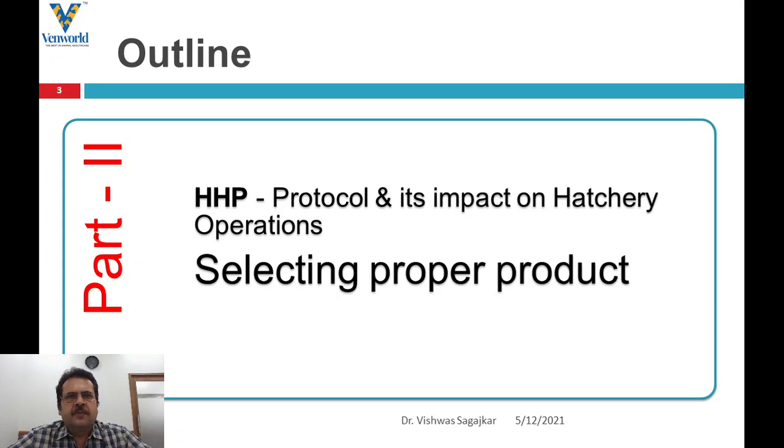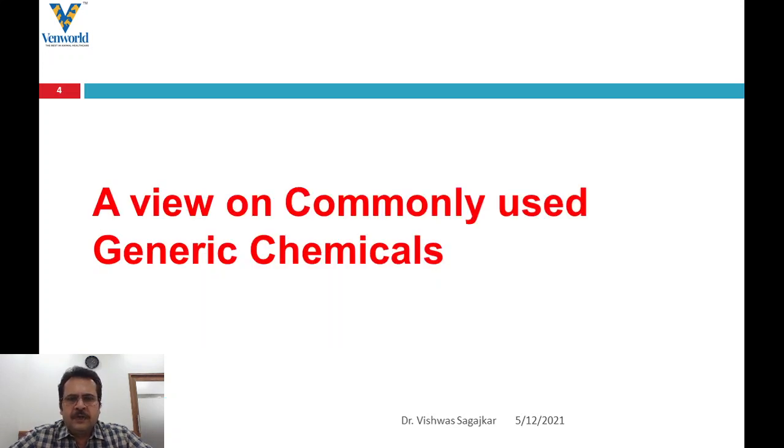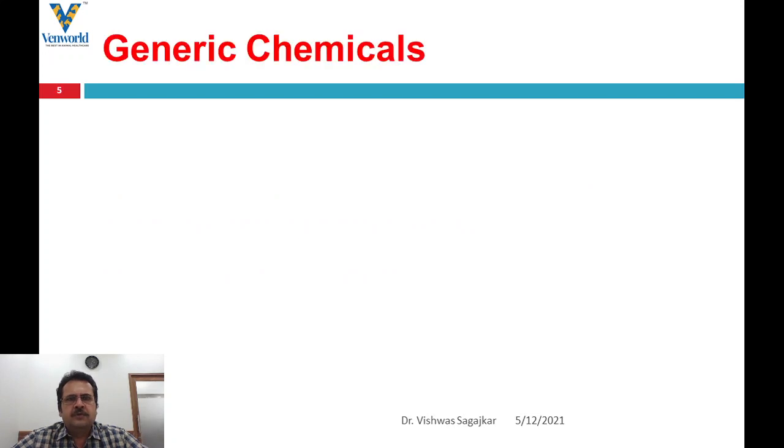While selecting a proper product, I have seen that in many hatcheries generic chemicals are widely used because of their availability over the counter and because of the cost. They are considered cheap at face value, but actually they are not cheap or economical. They are expensive in many ways. So how are we going to see it?